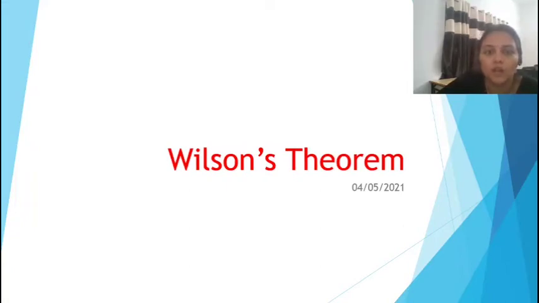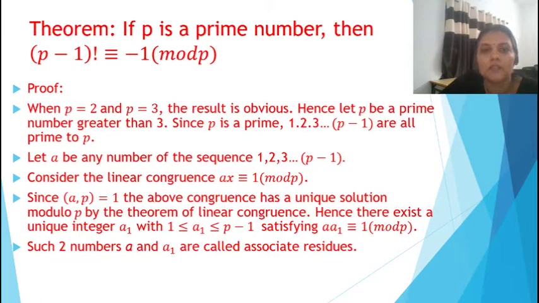Good afternoon all. Today's topic is Wilson's theorem and its converse and the problems of Wilson's theorem. The statement of this theorem is: if p is a prime number, then (p minus 1) factorial is congruent to minus 1 mod p. Proof. When p equals 2, this becomes (2 minus 1) factorial, which is 1 factorial, equal to 1, congruent to minus 1 mod 2.